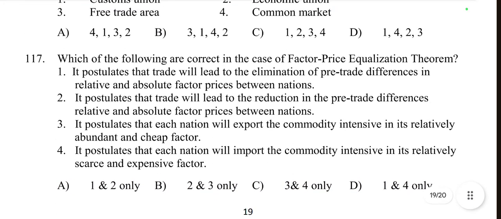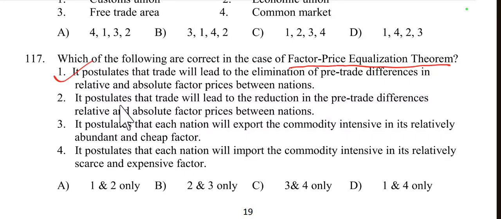Then come to question number 117. Which of the following are correct in case of factor price equalization theorem? The first option: it postulates that trade will lead to the elimination of pre-trade differences in relative and absolute factor prices between nations. Yes, it is an assumption of the factor price equalization theorem.